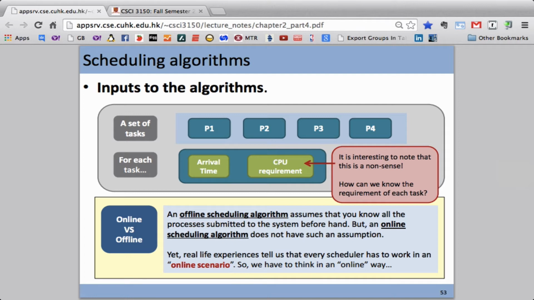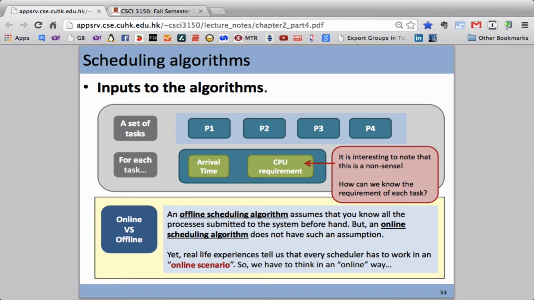So basically, no matter whether this is Mac or Windows or Linux, if we talk about scheduling, it is always online. So all the algorithms that we are going to teach you are approximating the best results. We are not guaranteeing the best results.